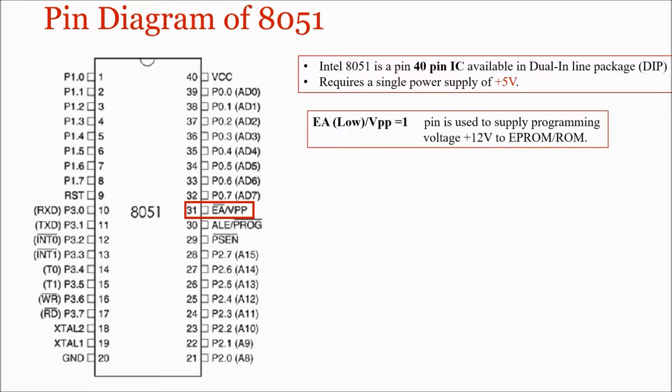The next pin is EA bar / VPP. This EA bar is called external address enable. When it is 0, the external ROM or program memory is used. And when it is 1, then internal memory is used, and this pin also serves as VPP, that is, it supplies the 12 volt for program memory. So that is called the supply programming voltage, that is +12 volt.